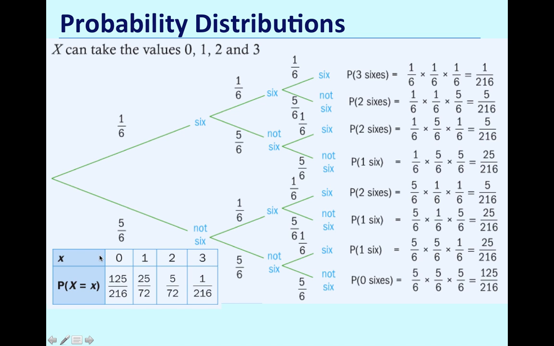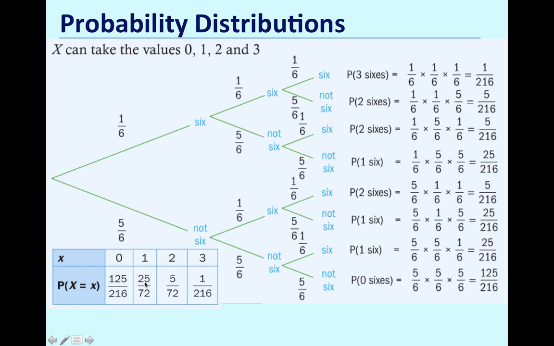So x, the number of sixes being 0, so the probability that if we roll our dice 3 times we get no sixes is going to be 125 over 216. There's only one possibility. The probability of rolling the dice 3 times and getting 1 six, well, you can see there's going to be 3 ways we can do that.